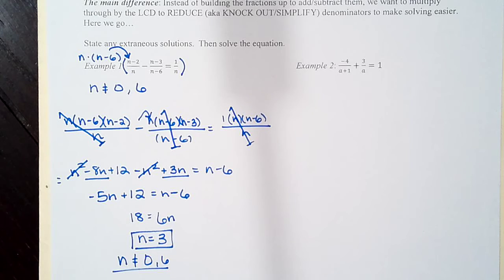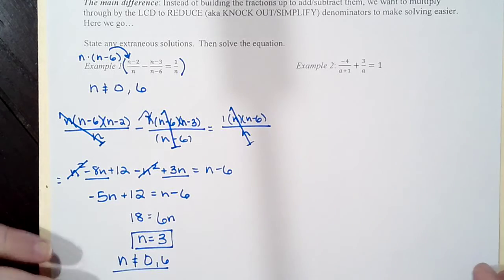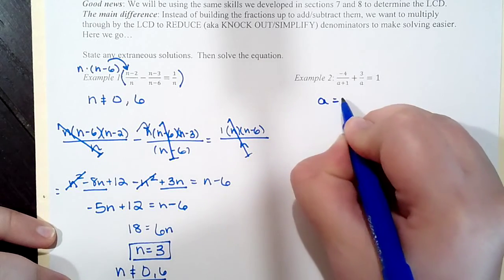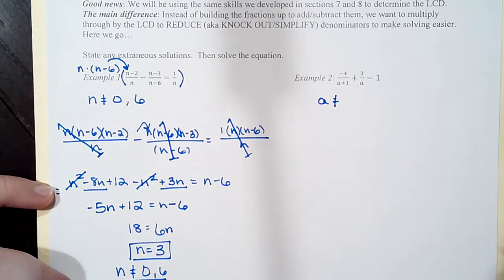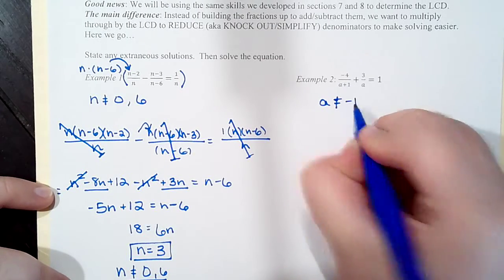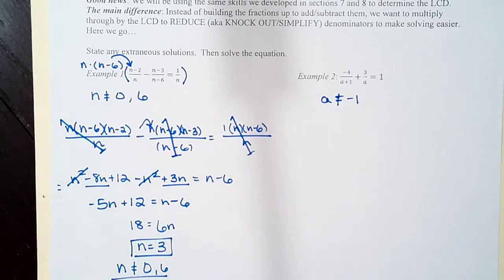Oof, that was a lot. That's okay. We're going to see it again. Let's check for those extraneous solutions. What values can A not be without causing issues? Quick one, -1. When we solve for A plus 1 equals 0, we get -1.